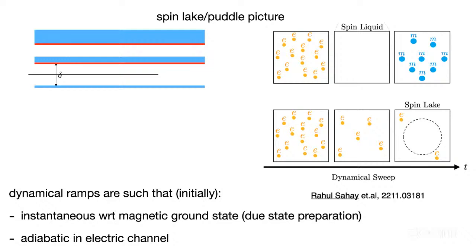Rahul, Ruben, and Ashwin came up with a picture of spin lakes. Yeah? So you could define a typical length scale between the E anyons in which you have a kind of quantum spin liquid type of behavior, which they call a spin lake, but you never know if it's a spin lake or a puddle. It all depends on the number of E anyons. Yeah, so the ramps are really such that you're instantaneous with respect to the magnetic ground state. Look at these scales, and you're adiabatic in the electric channel.